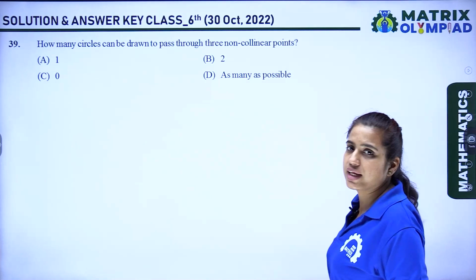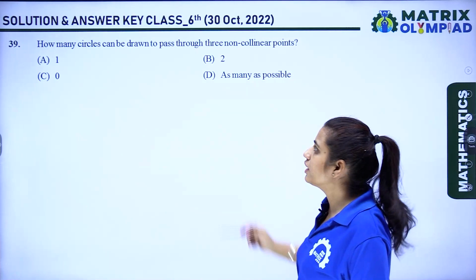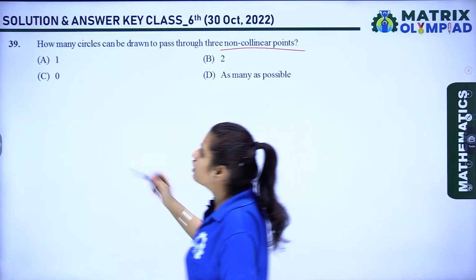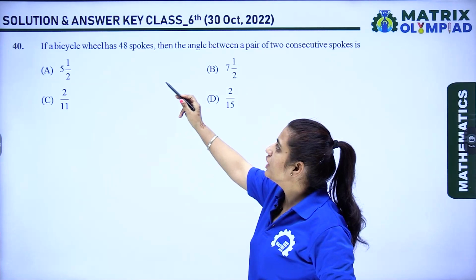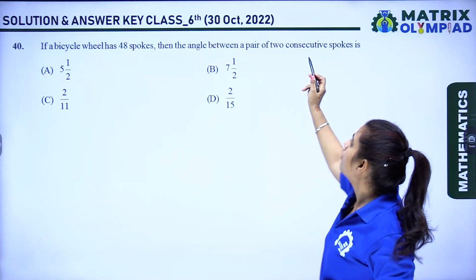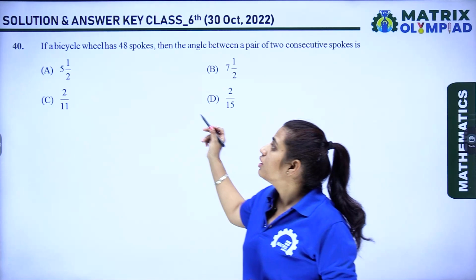Next question is, how many circles can be drawn to pass through three non-collinear points? So, there is only and only one circle that can pass through three non-collinear points. So, here option A is the correct answer. Now, the next question is, if a bicycle wheel has 48 spokes, then the angle between a pair of two consecutive spokes is. Now we know that a bicycle wheel is in a circular shape. So here the angle of a circular shape is 360 degrees.